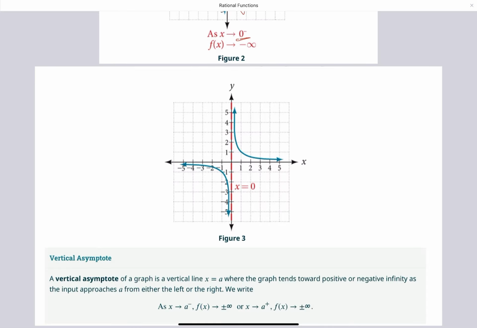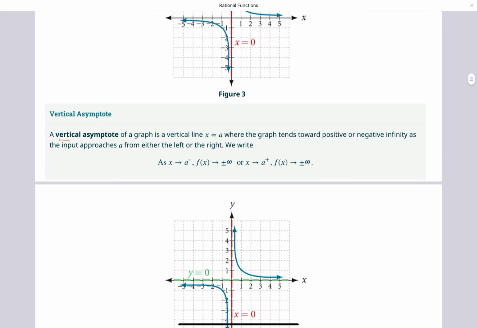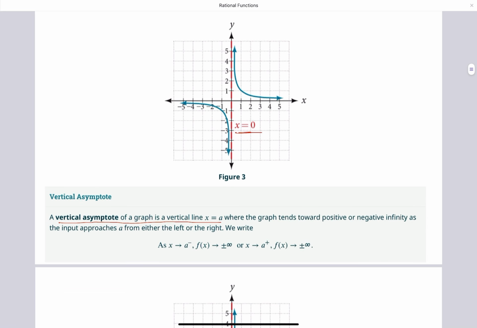Moving on. A vertical asymptote of a graph is a vertical line x equals a, x equals 0, where the graph tends toward positive or negative infinity. I told you, it doesn't have to always be positive and doesn't always have to be negative. It could be both, it could be one of them, it doesn't matter. As the input approaches a from either the left or the right side, we write as x approaches a from the left side, f of x could be positive or negative, or as x approaches a from the right side, f of x could be positive or negative.